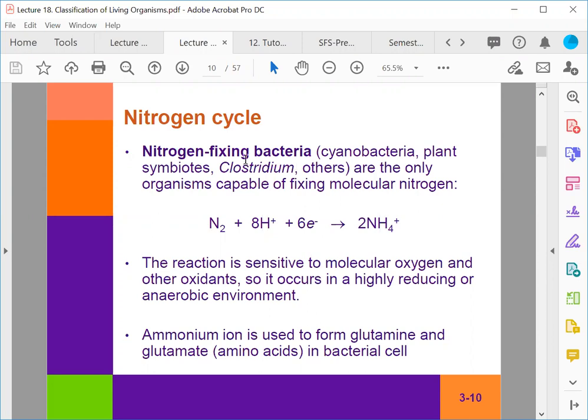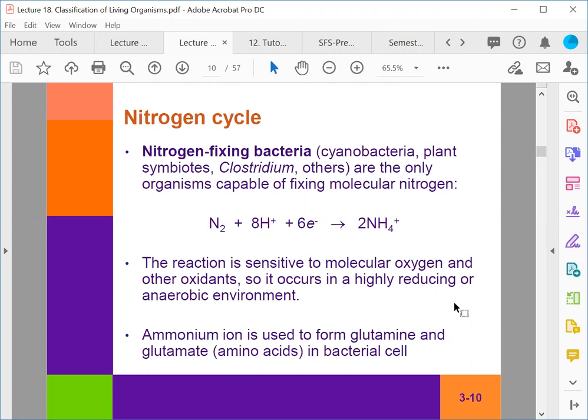They are the only organisms on Earth capable of taking atmospheric nitrogen and converting it into a form that can then be used by plants and by other organisms. So they're the only organisms capable of fixing molecular nitrogen. That is a huge statement. Here is the chemical reaction. Here we have our molecular nitrogen.